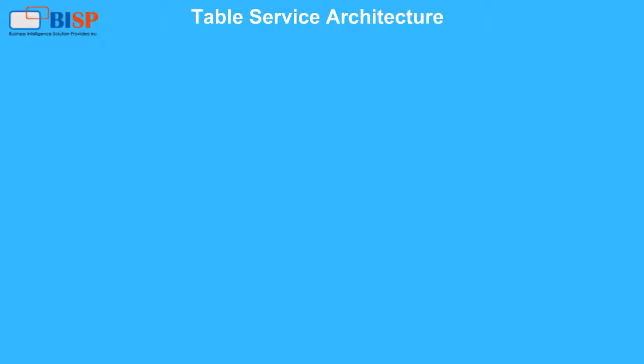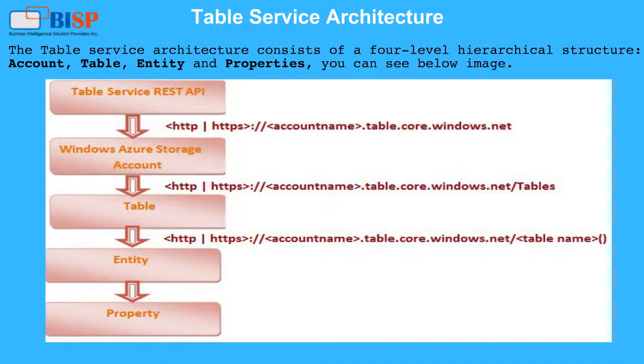Table service architecture. The table service architecture consists of a four-level hierarchical structure: account, table, entity and properties. You can see the image below.